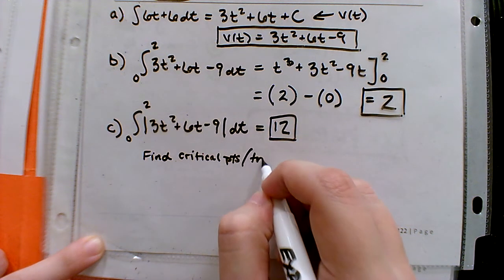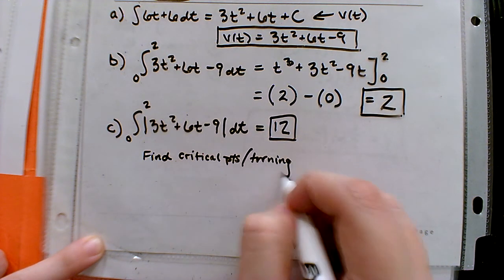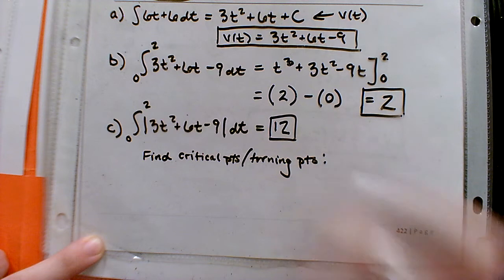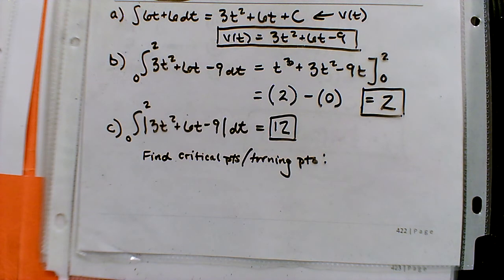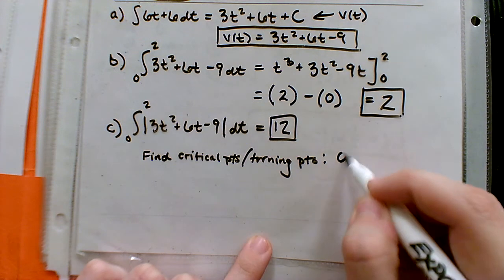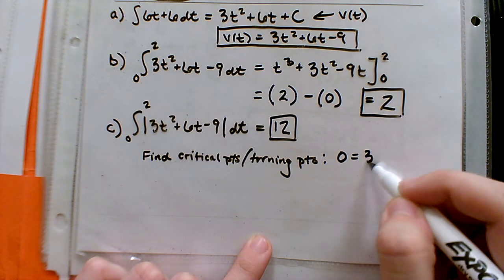Or maybe you want to say turning points in this particular example, because we have this particle that's moving. So if we're finding critical points, we want to set the first derivative equal to 0. When you're talking about position, velocity, and acceleration, we know the first derivative is velocity. So we're going to set velocity equal to 0.